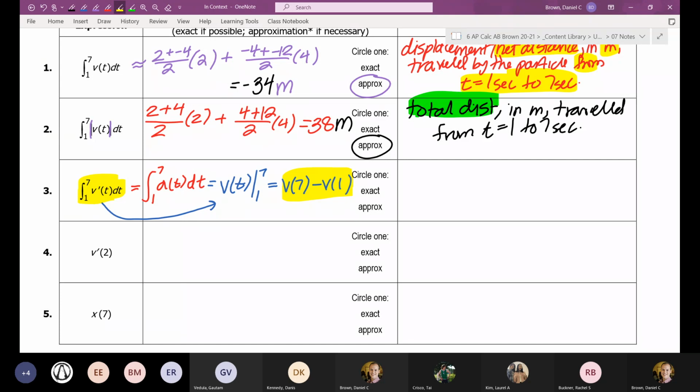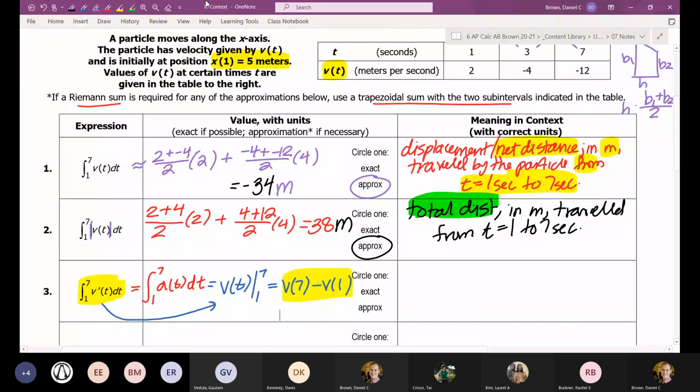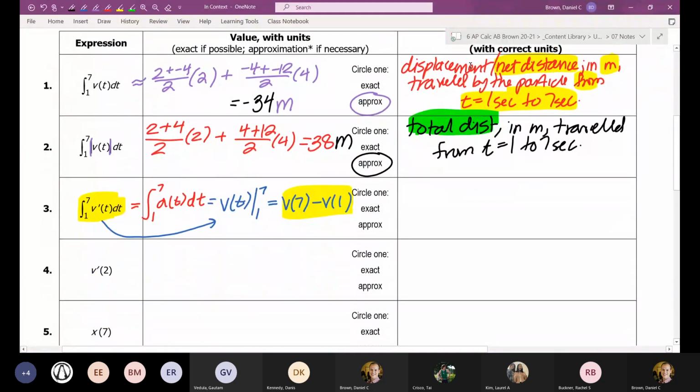And then we are, of course, able to find v of 7 and v of 1. We can get that just directly from the table. V of 7 is negative 12, and v of 1 is 2. So I have negative 12 minus 2, which gives me negative 14. The first question I'll ask: what will be the units attached to that negative 14? Meters per second, so this is velocity, so it will be meters per second.